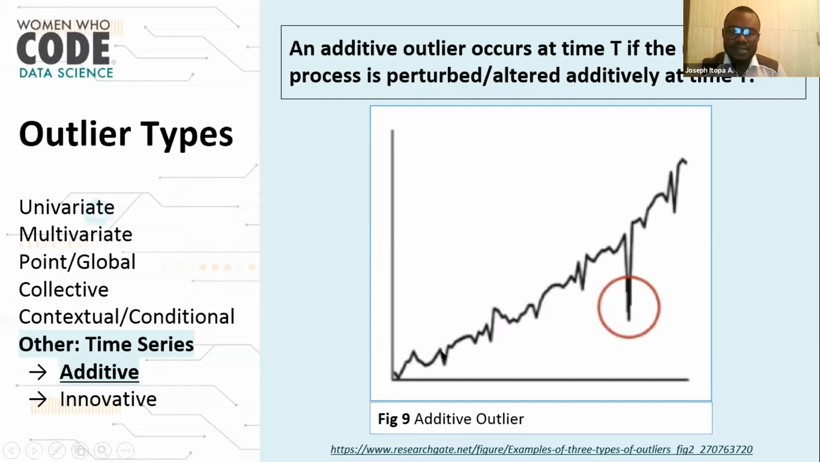As you can see, this seems to be a progressive curve. It keeps rising. And then when the outlier occurs, it didn't stop. It didn't change the situation of the curve. It kept rising. So this is an example of an additive outlier.